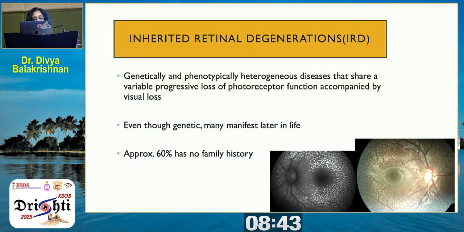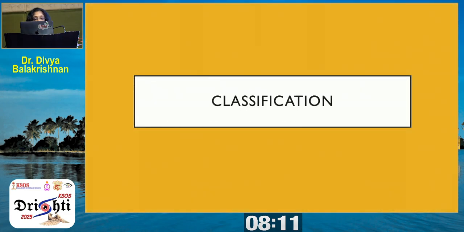As we all know, inherited retinal degenerations or dystrophies are a genetically and phenotypically heterogeneous group that share a progressive, variable loss of photoreceptor function, which eventually leads to vision loss. Even though it is inherited, it may not be present right from birth; it can manifest later. Also, not everybody will have a family history. Only 60% might have one.